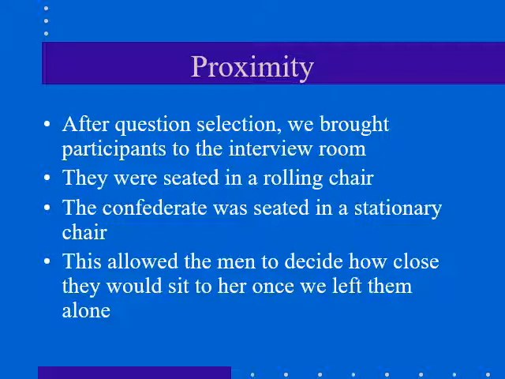Proximity. So how do we measure that? Well, after they chose their questions, we brought the participants into the interview room and seated them in a rolling chair, a big office chair, like something a boss would sit in, on wheels. And then the Confederate came in, introduced herself, and she only had a stationary chair that she could sit in. And the result is that men were allowed to decide how close they would sit to her once we left them alone, right? Men could scoot up nice and tight against her if that's what they were feeling like they wanted to do.